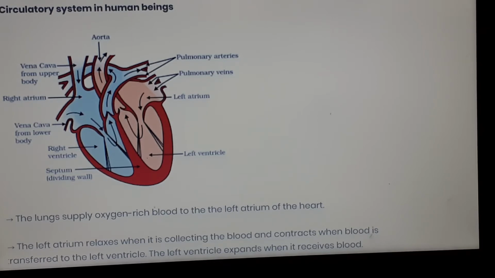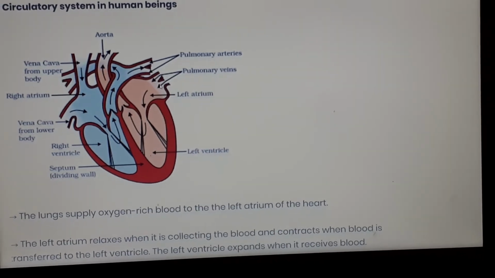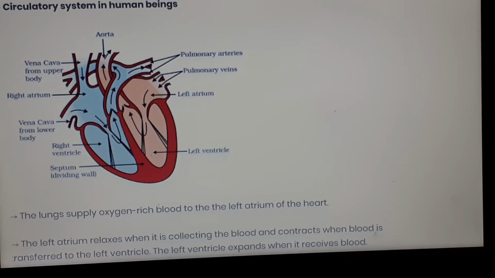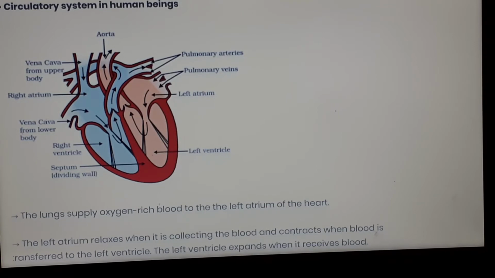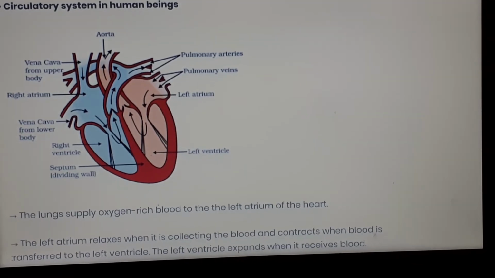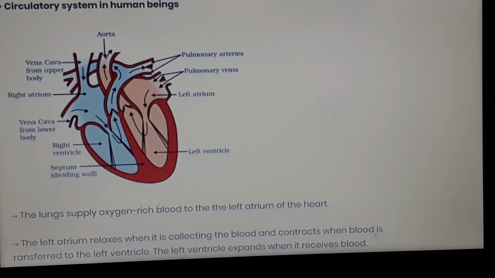It collects all this. Then once it collected, what happened? It filled. It comes to the second one, that is the left ventricle, through the valves that are present. Then it comes over here. Here contraction takes place. Contract means it shrinks. It does not expand. It shrinks, it reduces the size.